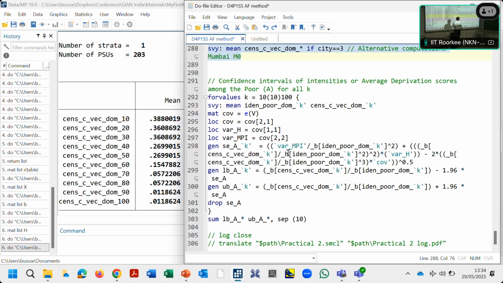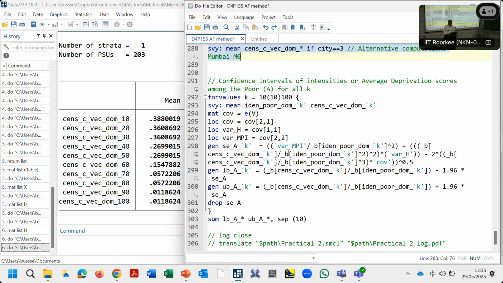So you will see the standard error of A. Look, there is this really big formulation. It is mentioned in the book in chapter 8. The formula is given. It is going to be a big formula, which draws from the variance of H and the variance of M0, the MPI. So I will run these two together and show you.